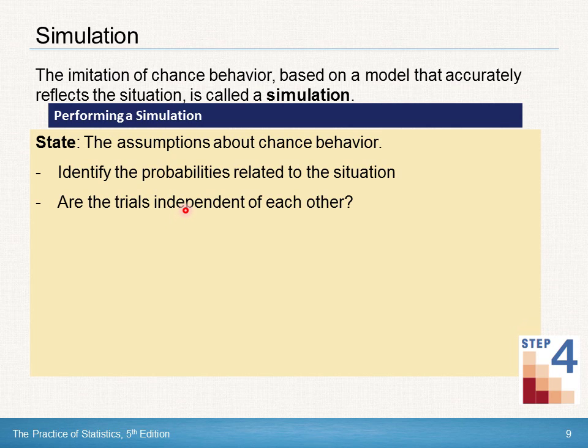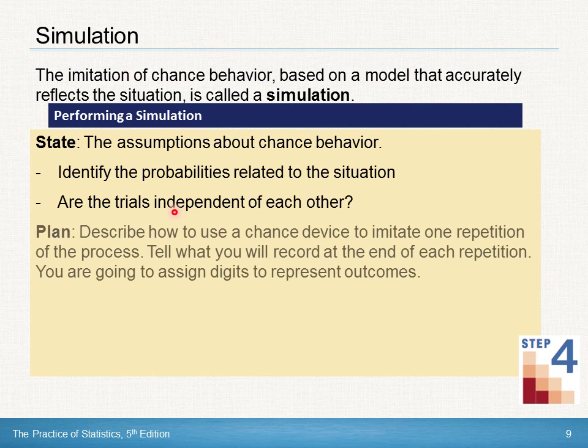roll a dice, if I roll a dice and get a 6, when I roll a dice a second time, is that second roll based on the first roll? Absolutely not. When I go to McDonald's and I get a game piece, when I go a second time, does what I got the first time affect what I got the second time? Absolutely not. All right, then our plan, so we're going to have these 4 methods: state, plan, do, conclude.